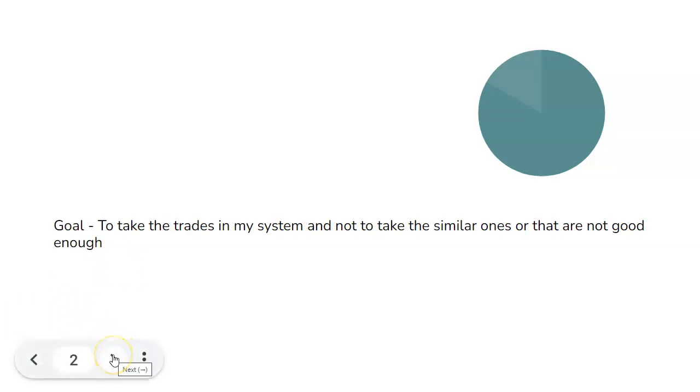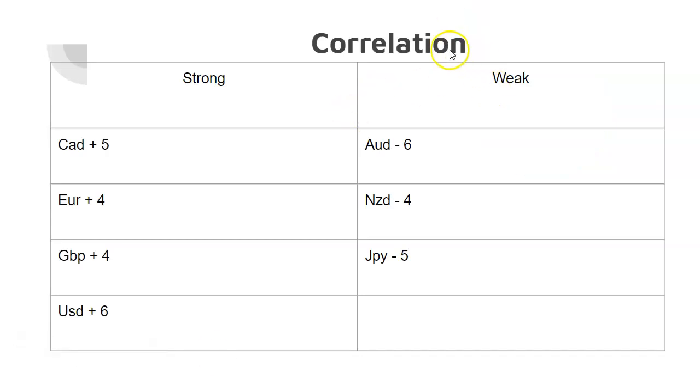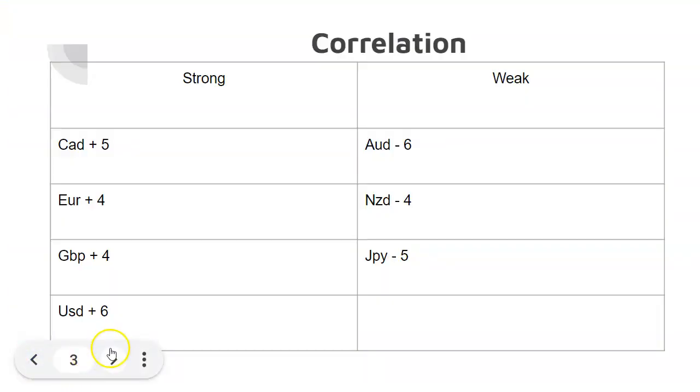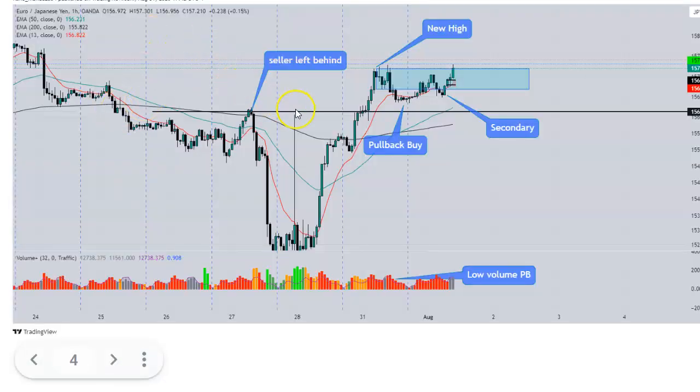And we're going to go and get started with the next slide, which is correlation. We have the strong and we have the weak. For the strong ones, we have CAD +5, Euro +4, Pound +4, USD +4. And for the weak, we have AUD -6, NZD -4, and the Yen -5. Keep in mind that the Yen is -5 and the Euro is +4, so it's strong.